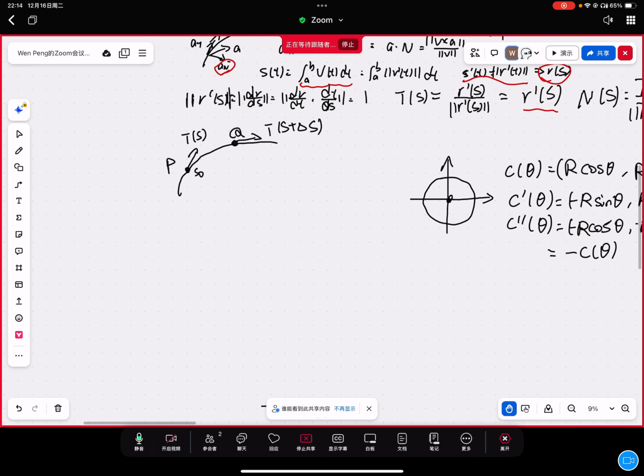And what do these properties have to do with the curvature? Examine this diagram. If we want to find the circle, then this circle must be on the line that is perpendicular to T of s. Also, it should be on the line that is perpendicular to T of s plus delta s, which gives you a circle that looks like this.